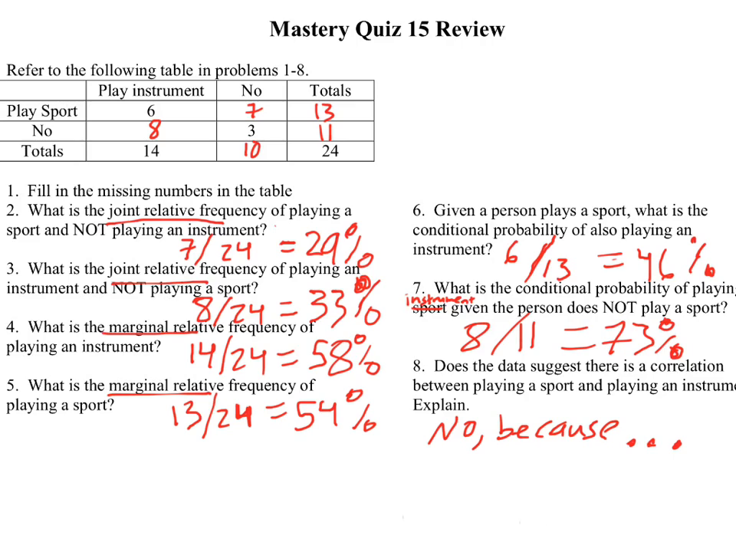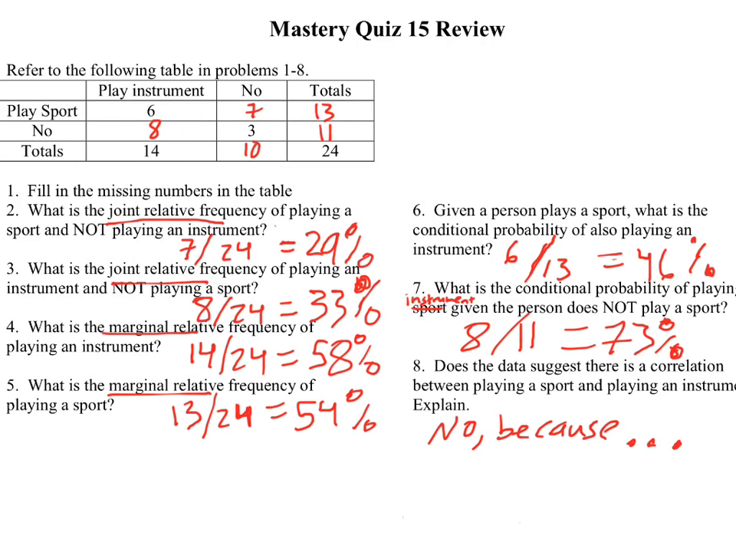So, joint relative frequency of playing a sport and not playing an instrument. Here are all the playing sport things, not playing an instrument right there. Well, that's number 7, so 7 goes up top. 7 divided by 24, rounded to the whole percent, gives you 29%. Next one, joint relative frequency of playing an instrument and not playing a sport. So plays an instrument, doesn't play a sport, that would be 8 right there.